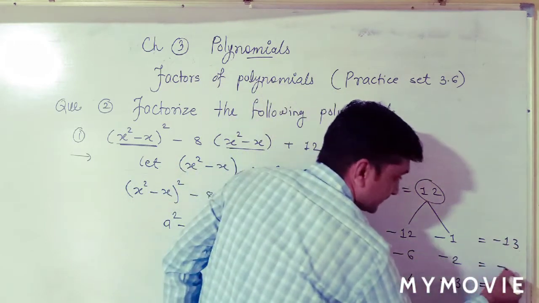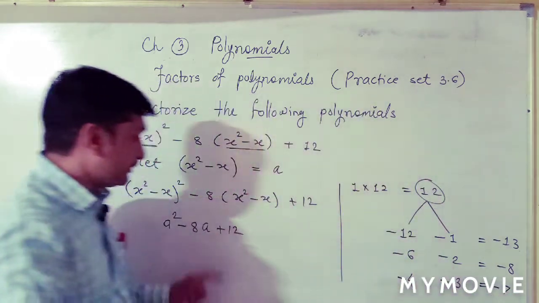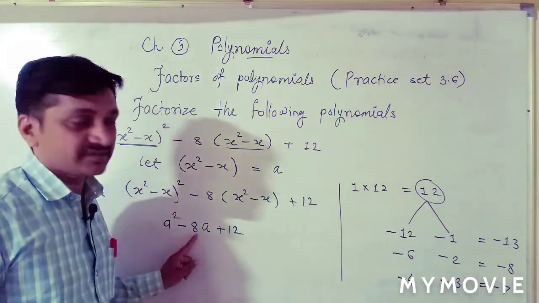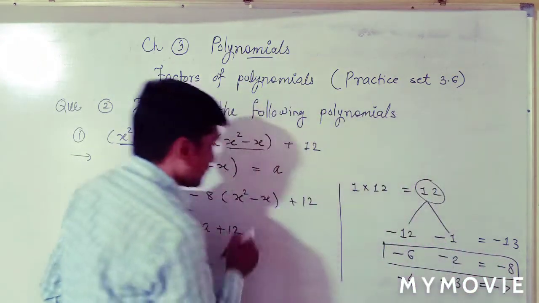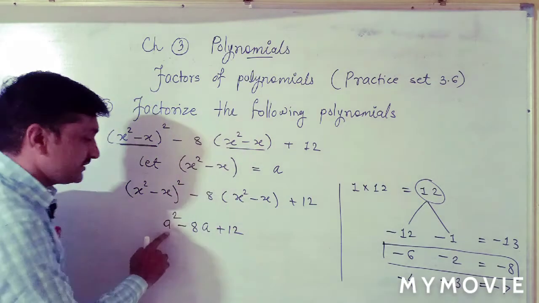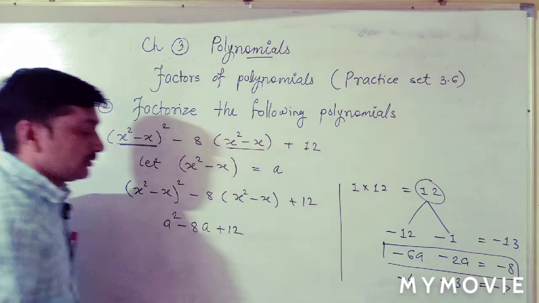Here addition is minus 8. Here addition is minus 7. What is our middle term? Our middle term is minus 8. That's why this is the correct pair of factors. What is the variable here? The variable is a. Therefore here a, and that's it.